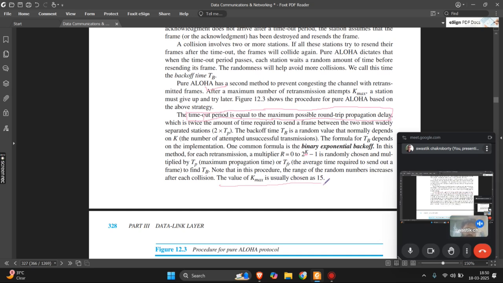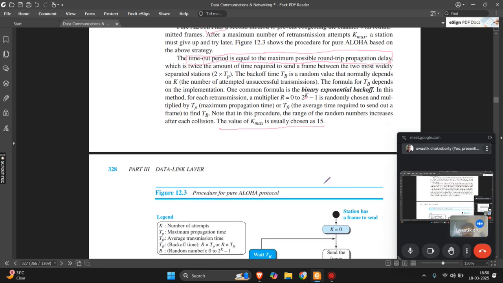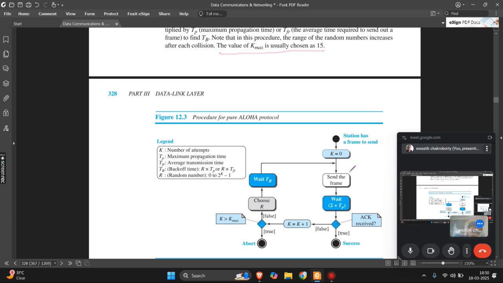So usually in pure ALOHA, 15 retransmissions are allowed. The algorithm is: send the frame, wait 2 into TP. If the acknowledgement is received, then success. 2 into TP is the round trip propagation time. You wait the maximum round trip propagation time after sending the frame. Did you get the ACK? Yes. Then your task is a success.